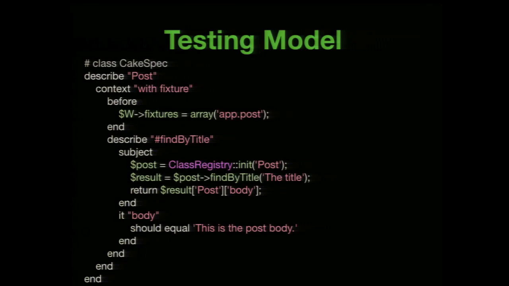So fixtures are in CakeSpec, with the variable while. While means, a while fixture redefines the set of fixtures. In the CakeTestCase, you should include all the fixtures in one line, you know? But CakeSpec needs only a nested block. If you use app post and app comment, in this block you don't need app comment. Fixtures don't require app comment.